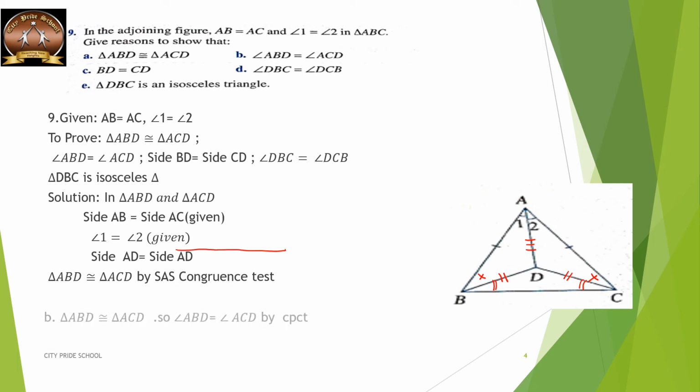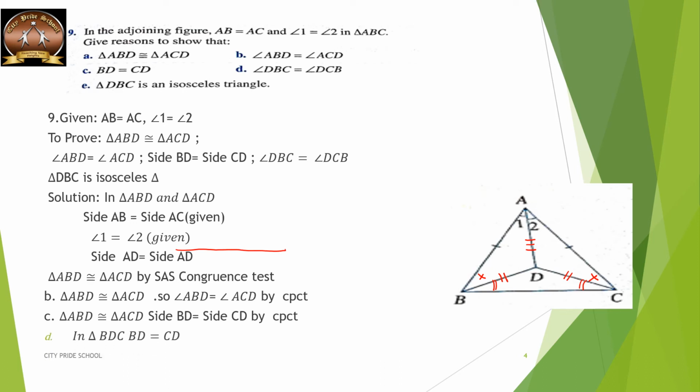So once I prove the two triangles are congruent, then the angle ABD will be equal to ACD by CPCT. So next will be the side BD will be equal to side CD, that is again by CPCT. So if side BD is equal to side CD, in triangle DBC, angle B will be equal to angle C. That is isosceles triangle property, and once these two angles are equal, that is angle DBC is equal to angle DCB, then triangle DBC will be an isosceles triangle.